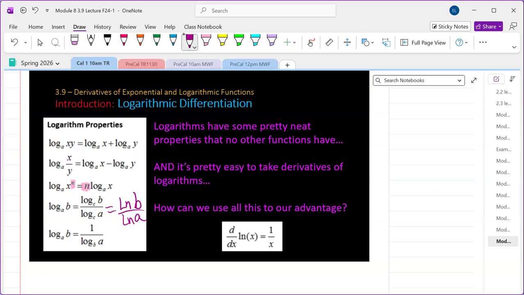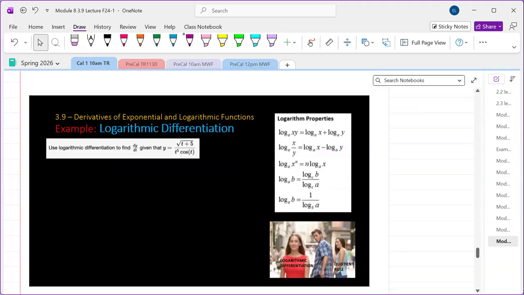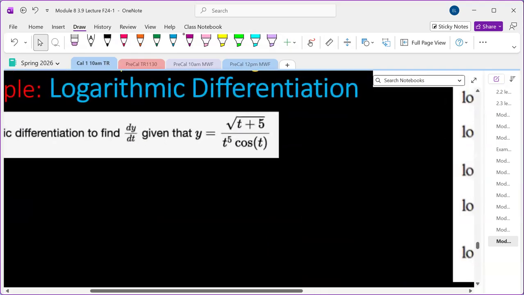So looking at our setup here, the derivative of x times y or the derivative of x over y, that requires using the product or the quotient rule. But the derivative of natural log x plus natural log y, oh, that's just 1 over x plus 1 over y times the derivative of y. So making use of our log properties, we can do a derivative of that.